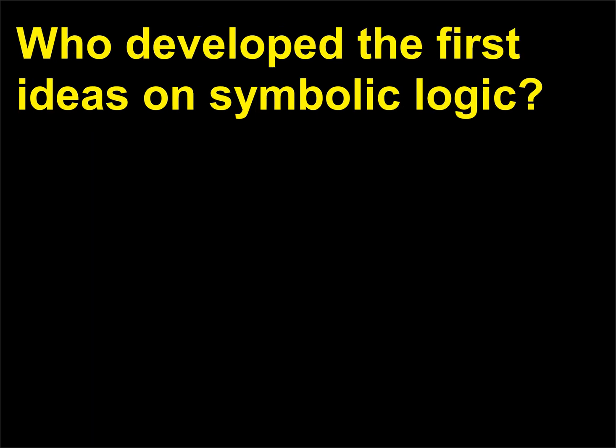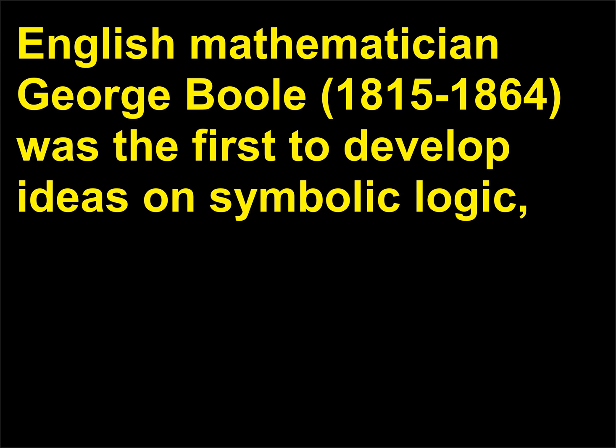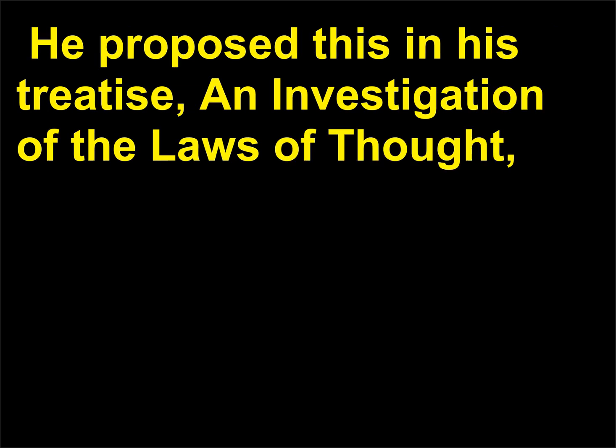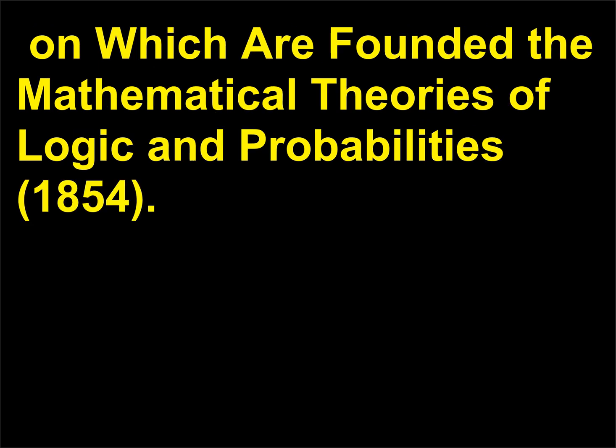Who developed the first ideas on symbolic logic? English mathematician George Boole, 1815 to 1864, was the first to develop ideas on symbolic logic. That is, the use of symbols to represent logical principles. He proposed this in his treatise, An Investigation of the Laws of Thought, on which are founded the mathematical theories of logic and probabilities, 1854.